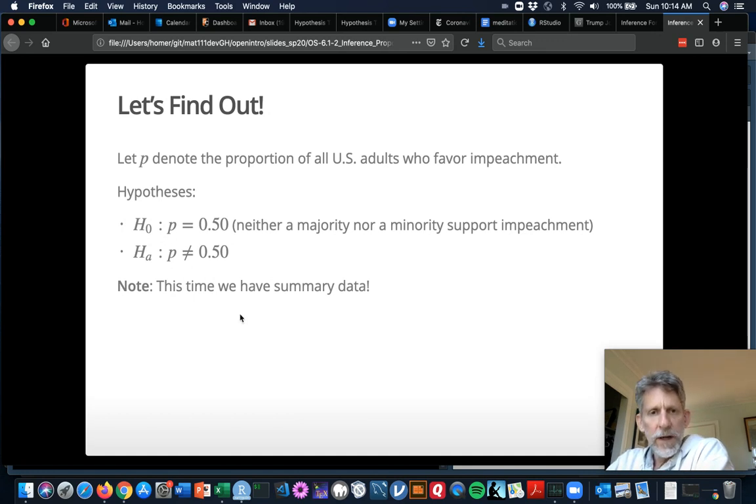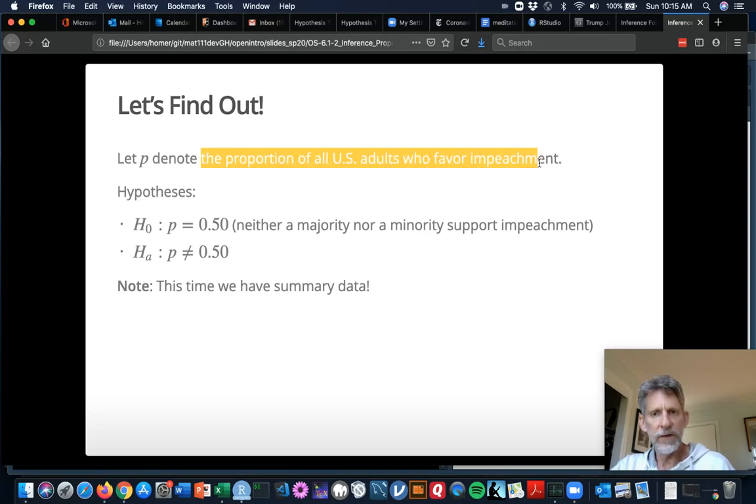So let's find out. Let's get ready, prepare a test of hypothesis. We need to define a population proportion. Let's let P denote the proportion of all U.S. adults who favor impeachment, or who favored it back when the poll was taken.